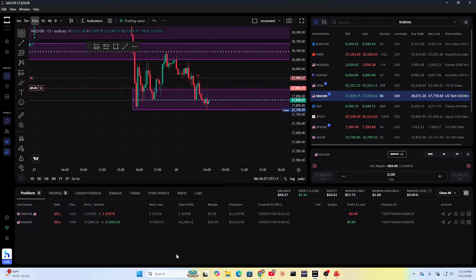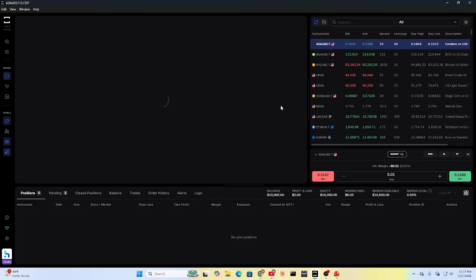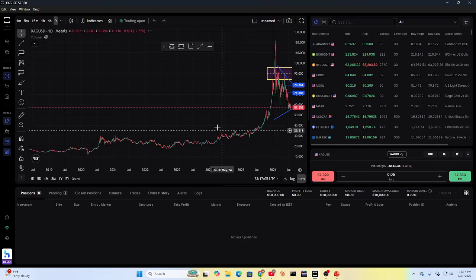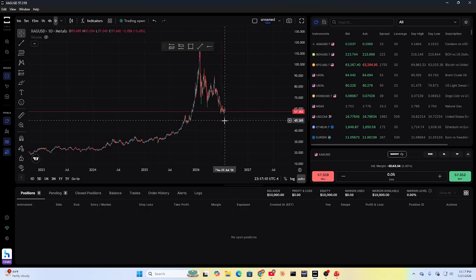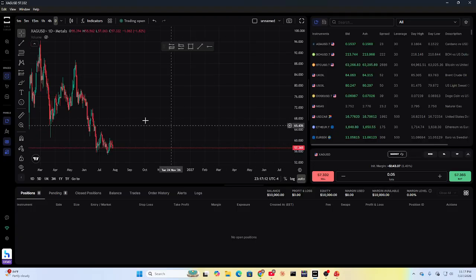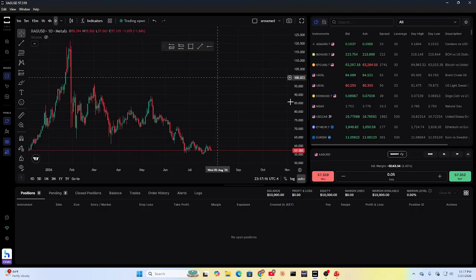Let's switch to a demo account. I don't know if everybody's comfortable with Trade Locker, so I'm gonna do one on Trade Locker, and I'm gonna do one on TradingView. That's the word I'm looking for.